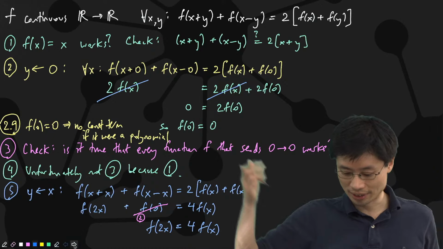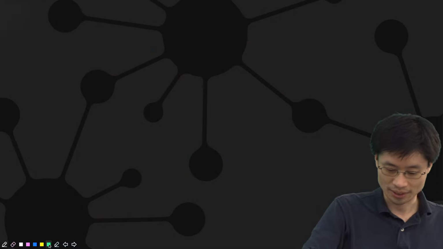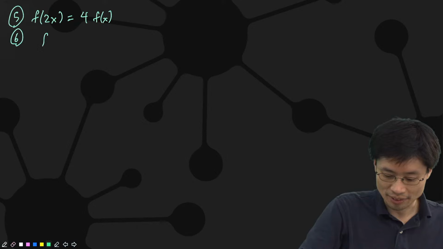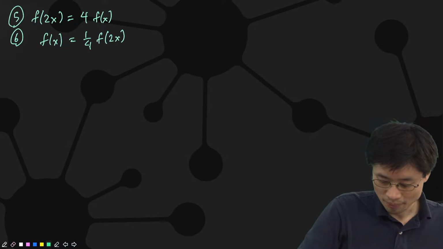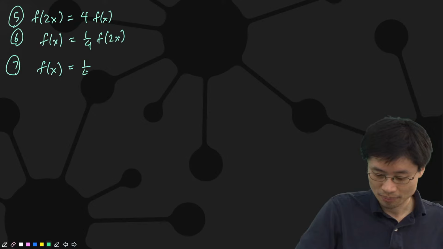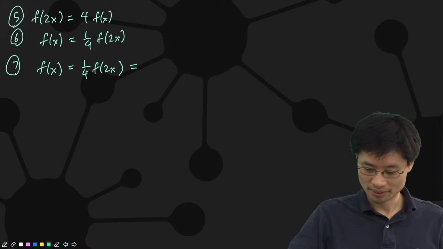Step 5 said f of 2x is equal to 4 f of x. I'll remember that was called 5. F of 2x was equal to 4 f of x, and then your idea was solve for f of x. F of x is equal to 1/4 f of 2x. But if it's 1/4 f of 2x, then you can do it again. You want to expand it again. It's equal to 1/4 f of 2x, and that's equal to, how do you want to do this? 1/4 of 1/4 of f of 4x.